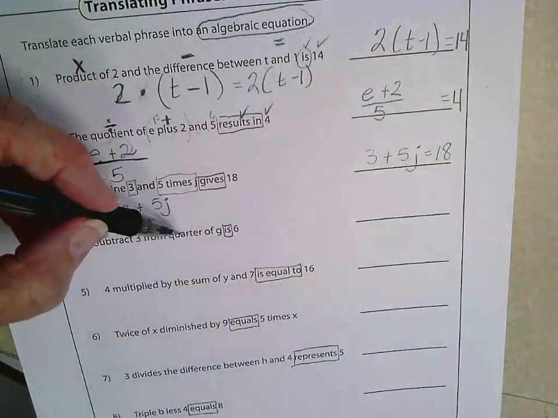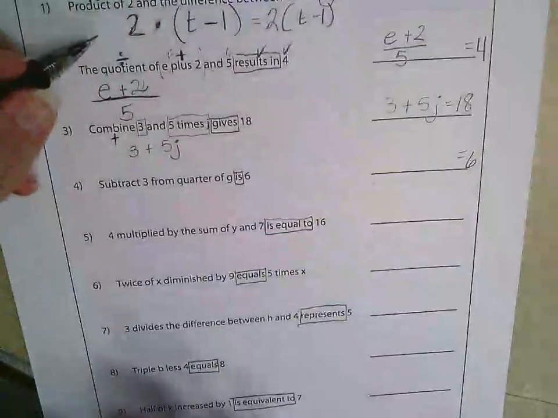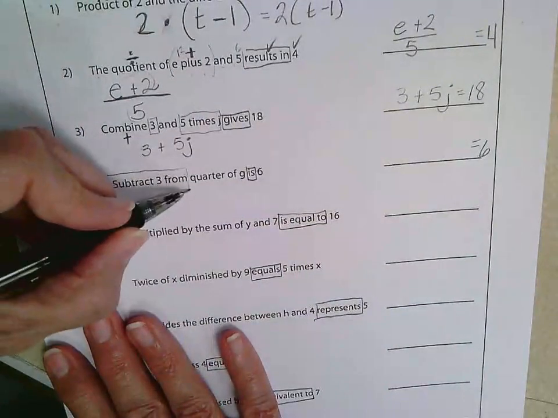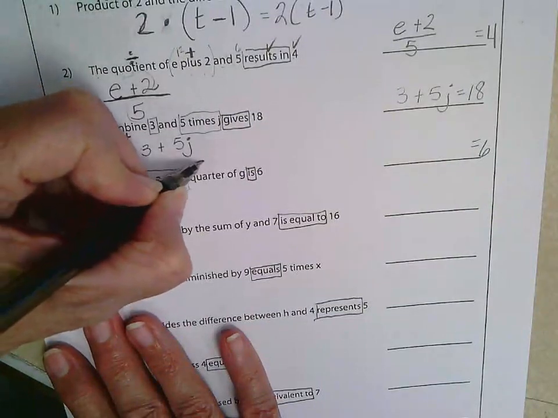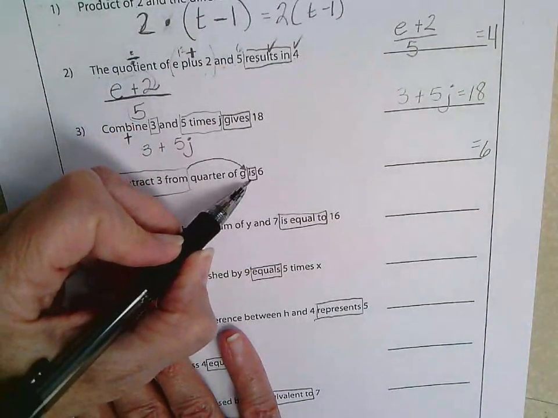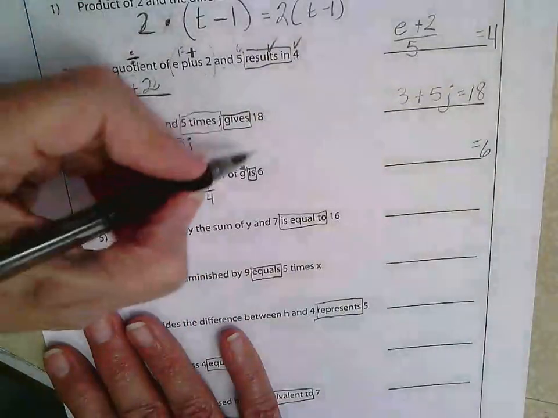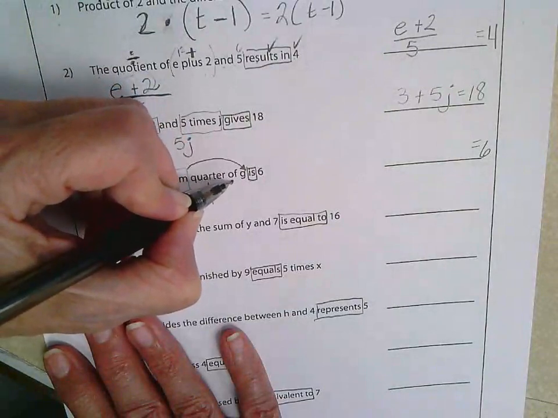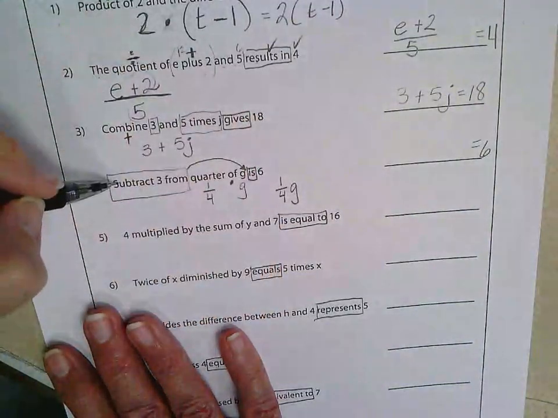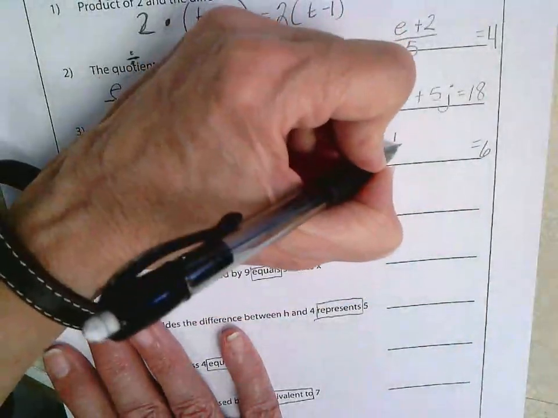Subtract 3 from quarter of g is 6. So I know this equals 6. Subtract 3 from, so this is going to go behind. I'm going to take this amount from whatever is right here, but not past my equal sign. So quarter is the same as 1/4. So 1/4 times g, so that's going to be 1/4 g, and I'm going to subtract 3 from this, and I should get 6.